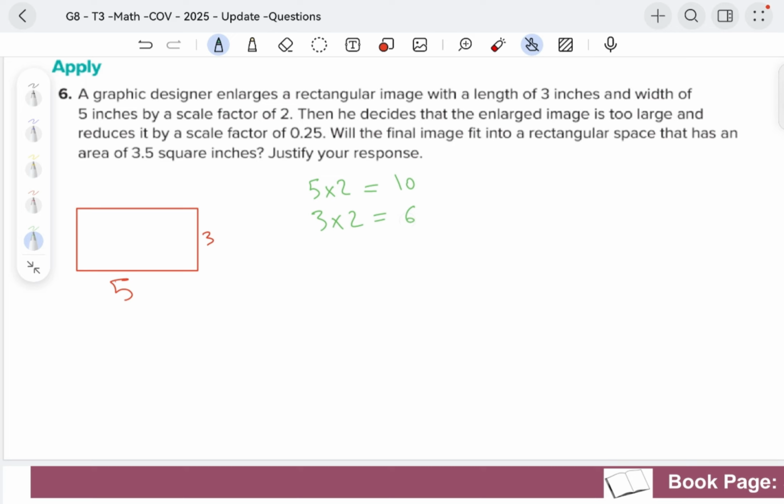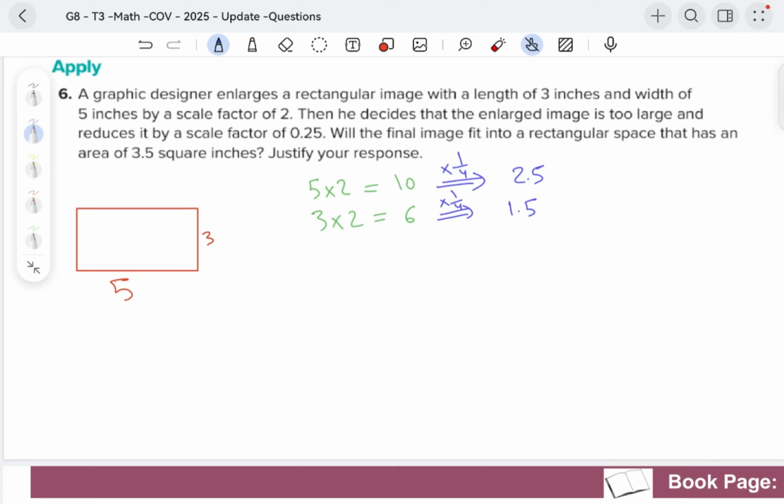Then he decided that the enlarged image is too large, and he wants to reduce it by a scale factor of a quarter, 0.25. So he wants to make it smaller by a quarter. We're going to multiply this by 1/4 or 0.25. Also here we're going to do the same. We're going to multiply by 1/4. 10 divided by 4 is 2.5. And 6 divided by 4 is 1.5. So the new dimensions are 2.5 and 1.5.